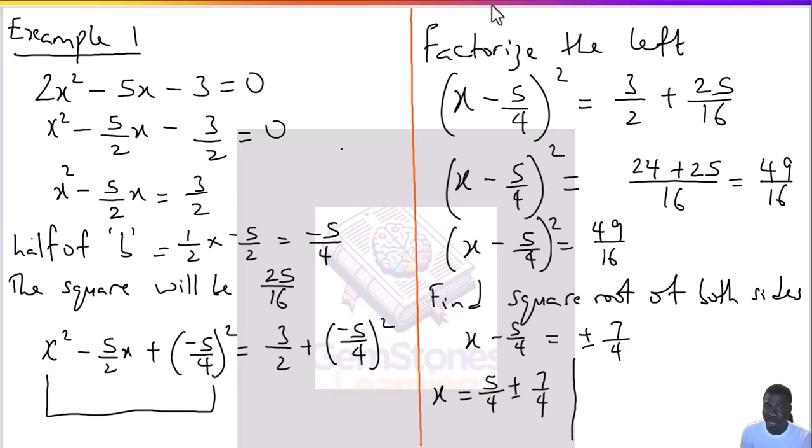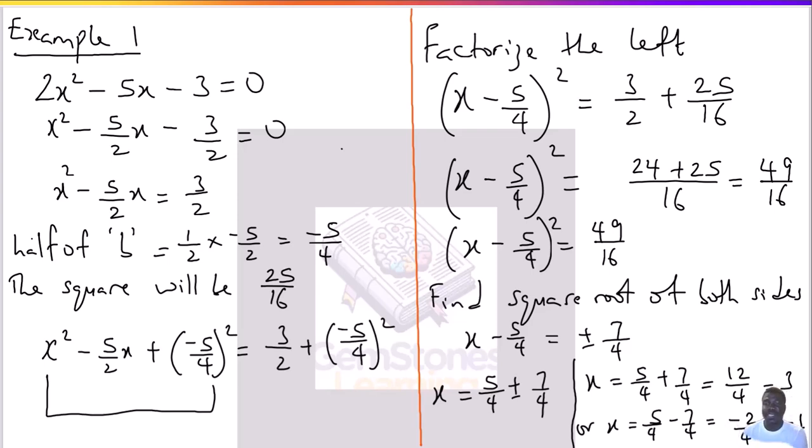If you permit me, I'll use a simple line here. x is equal to 5 over 4 plus 7 over 4, and that will be equal to 12 over 4, which is equal to 3. Or x is equal to 5 over 4 minus 7 over 4 because it's plus or minus, and that will be minus 2 over 4, which is equal to negative 1 over 2. So you can see that our answer is simply 3 or negative 1 over 2. If you solve this using the factorization method, we are still going to arrive at the same answer.